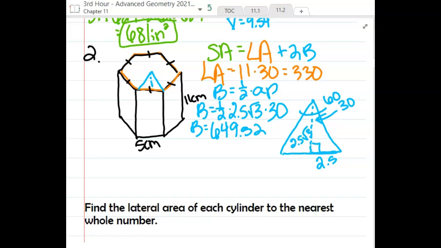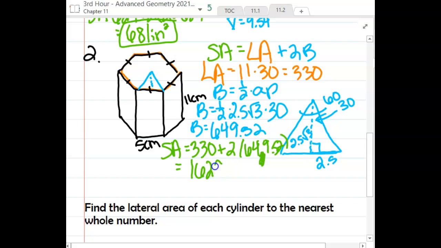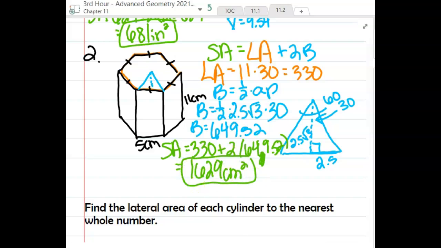And then once we have those two pieces, we'll plug them in. So to find the surface area, you would take the lateral area, which is 330, plus, remember we have 2 of those hexagon bases. So 2 times 649.52, which would give you about 1,629 centimeters squared.